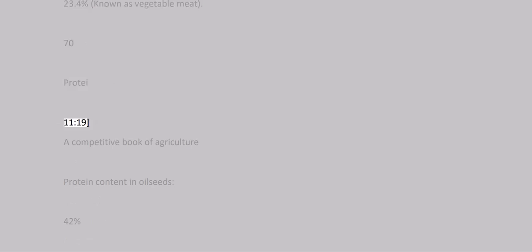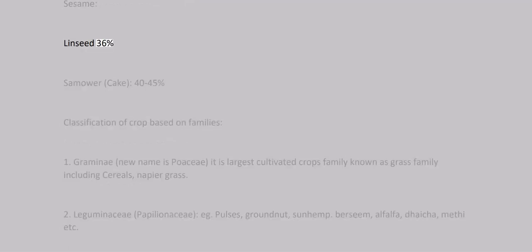Protein content in oilseeds: soybean 42%, groundnut 18 to 20%, sesame 26%, linseed 36%, soybean cake 40 to 45%. Classification of crops based on families.